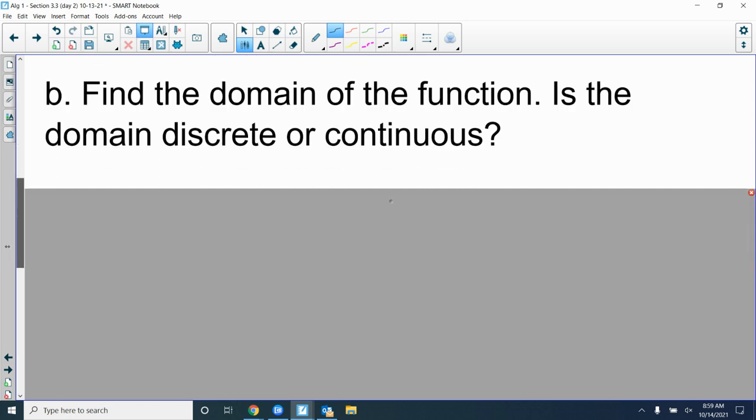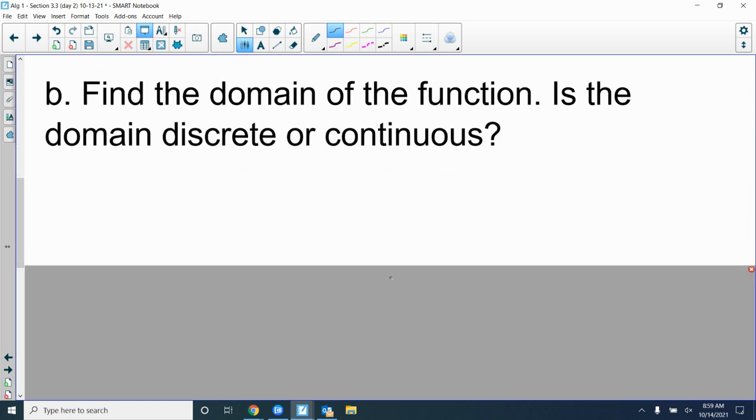Find the domain. Is the domain discrete or continuous? All right, what do you think? Discrete or continuous? Just thinking through this one here. Let's go back here, Jeff. Discrete. Good, because you can't check a partial bag. So it's discrete.